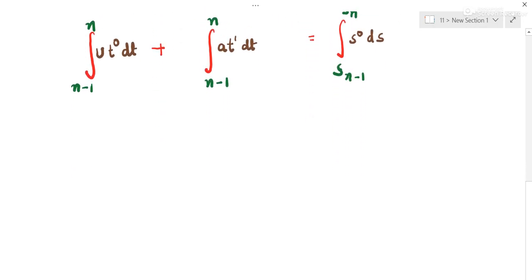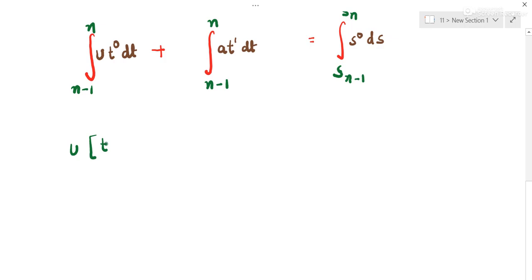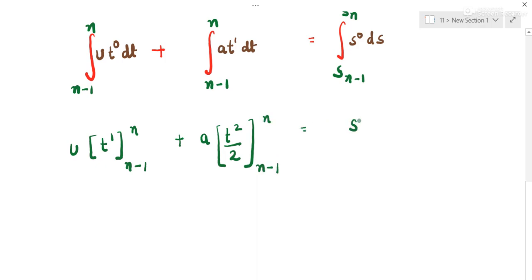So now we would do integration. See, we know u will come outside. The power of t would be increased and divided by the increased power, so divided by 1. Limits are from n minus 1 to n. Similarly here, a outside, the power would be increased and divided by the increased power. Limits would remain as it is, that is n minus 1 to n. And here also the power is increased and divided by the increased power. Limits as it is.